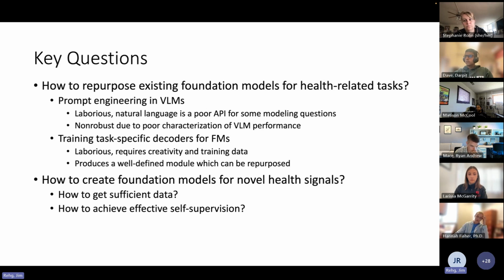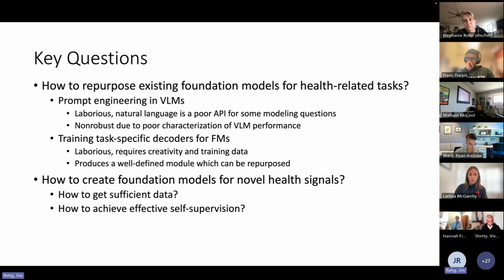The alternative, which I'll show you in a second as another way to go, is to train what's called task-specific decoders for these models. And this is also challenging. It requires some creativity. It requires machine learning expertise. The only thing that makes it attractive is that in the end, you get a well-defined module, which is easier to understand, I would argue. It can be repurposed in some cases. Okay, so these are 2 strategies for taking advantage of existing models and reusing them.